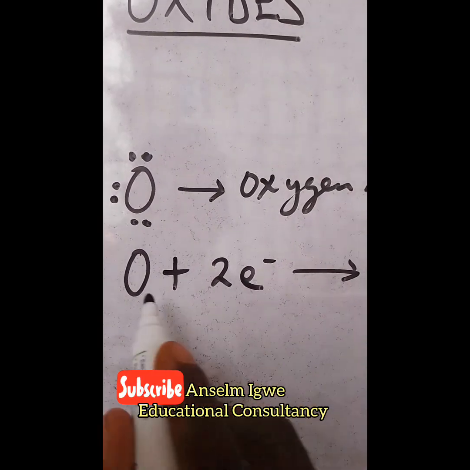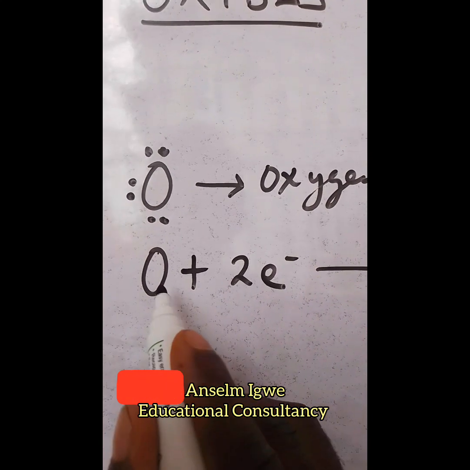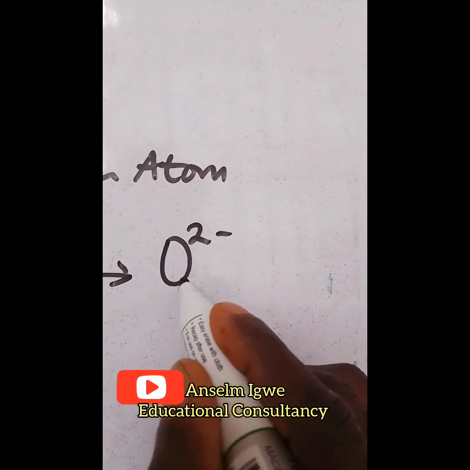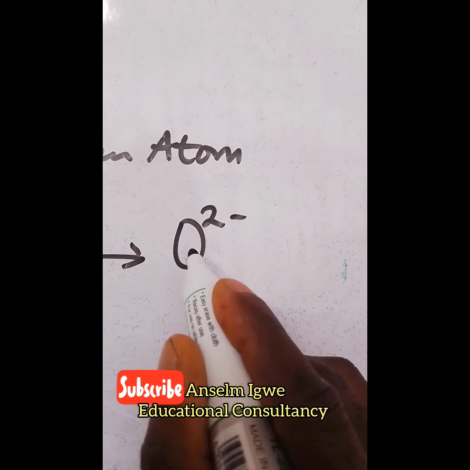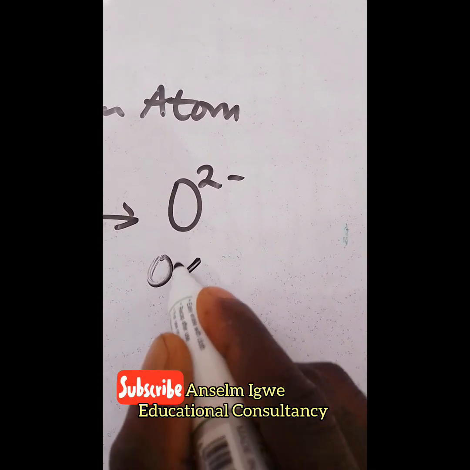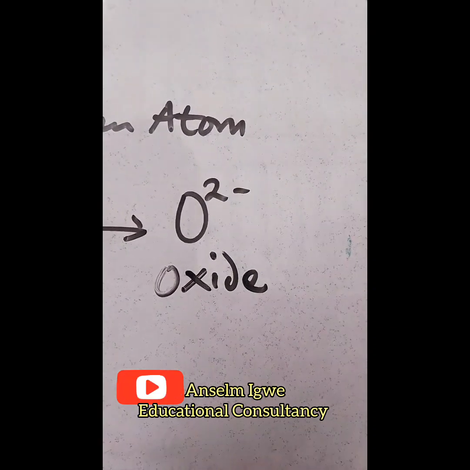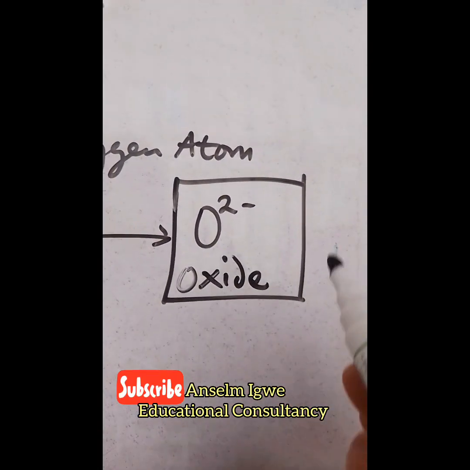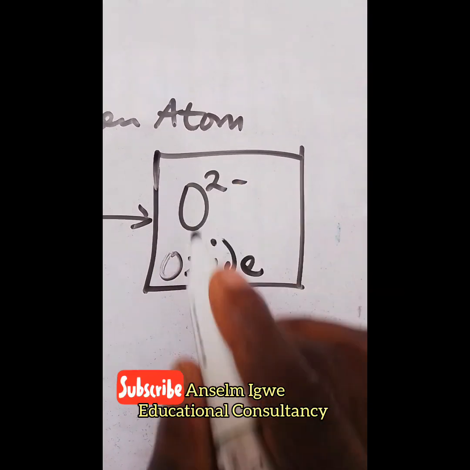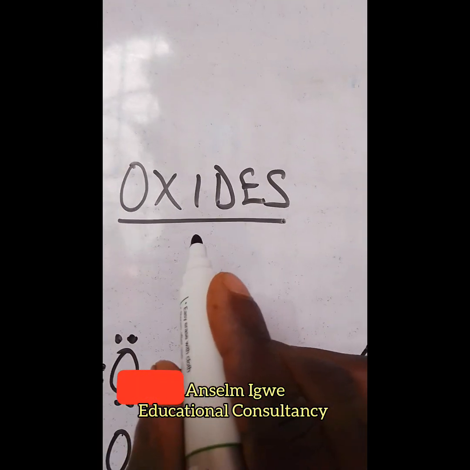So if we give oxygen atom 2 electrons, it becomes charged 2 minus. This negatively charged oxygen is what is called oxide or oxygen ion. Now, this oxide, any binary compound that contains this oxide ion is called an oxide. It belongs to this group.